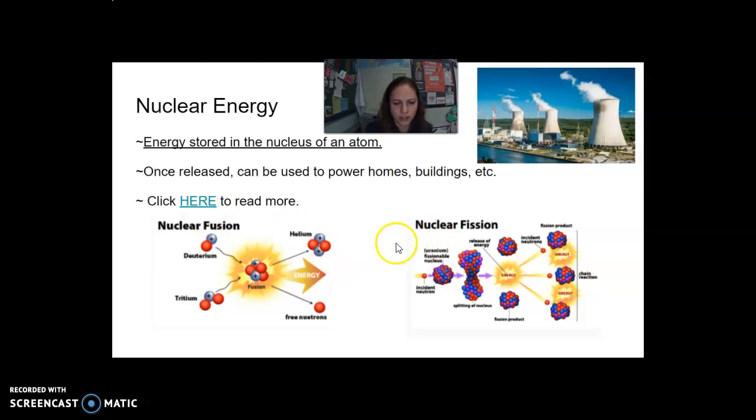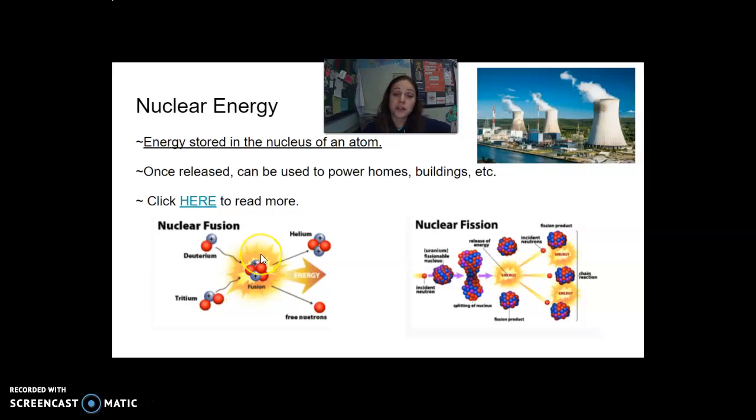That's actually where I found these two images. So there's two types. Nuclear fusion. When things fuse, they come together. We actually have two types of hydrogen here, deuterium and tritium. And when they fuse and come together, now it has two protons. You see the pluses, those are protons.